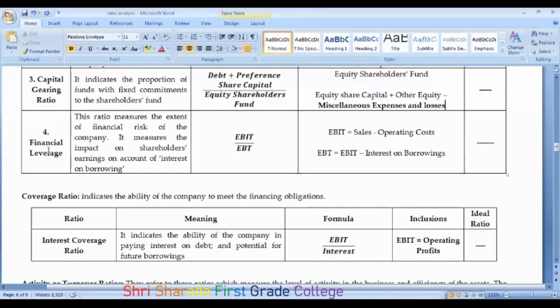It measures the impact on shareholders, obviously, because the earnings before interest and tax will be considered, along with how well the earnings, that is earnings per share, will be considered here. So for that reason, financial leverage plays a very important role, and it directly impacts the shareholders as well. So what is the formula? Earnings before interest and tax, which will be deducted with the earnings before tax. So what is EBIT? Sales minus operating cost. EBIT will be deducted with the interest on borrowings.